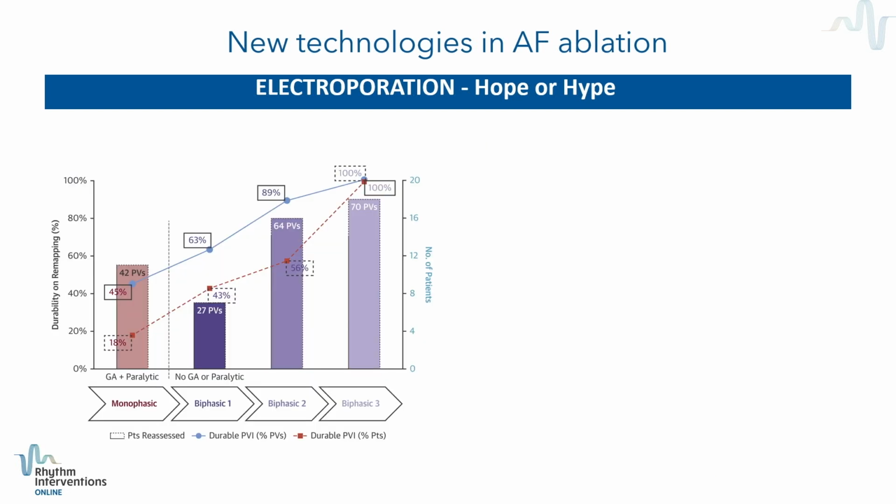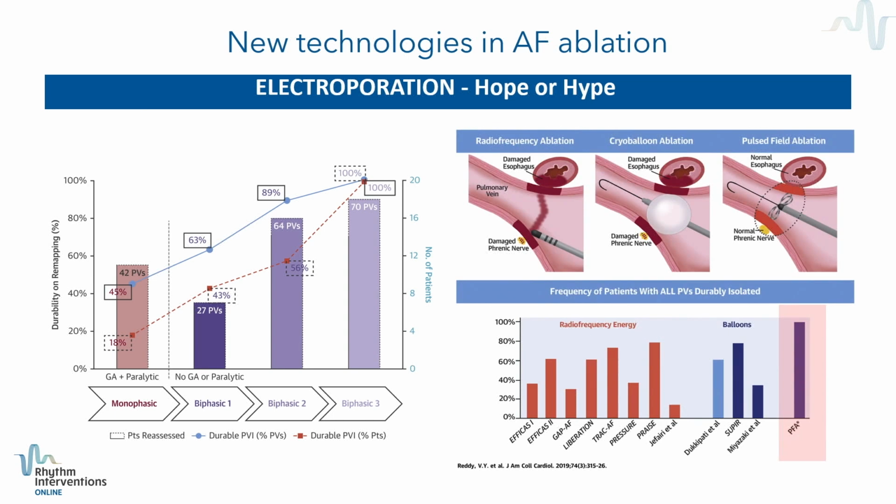The fascinating observation is that using a certain recipe, 100% of PVs remapped were isolated. You need to come up, however, with a certain recipe. But if you use that certain recipe, all veins remain isolated, and this is very difficult to beat.